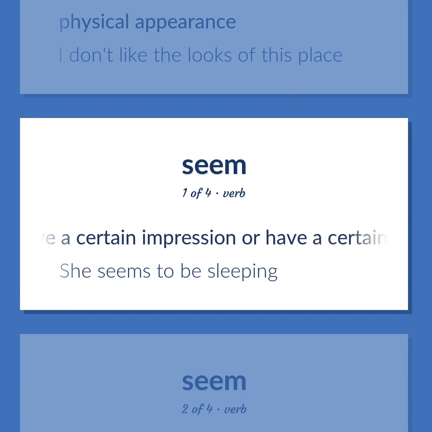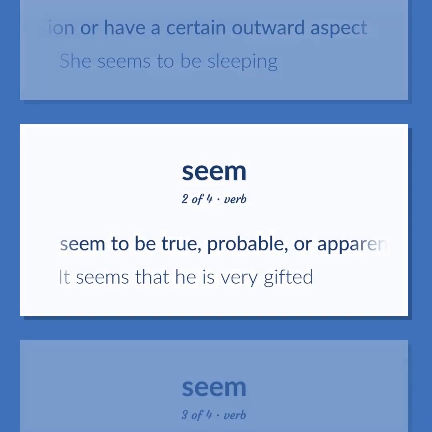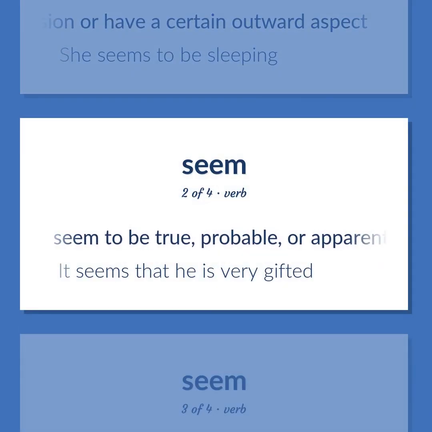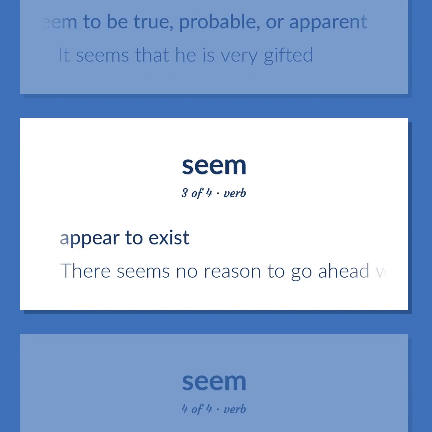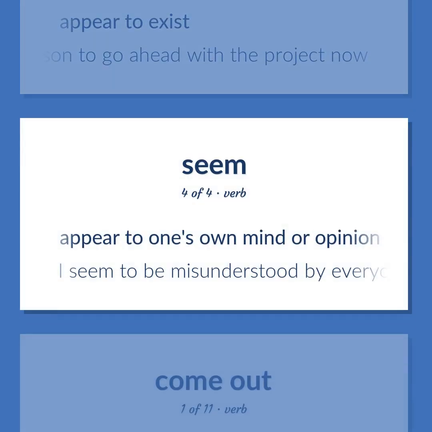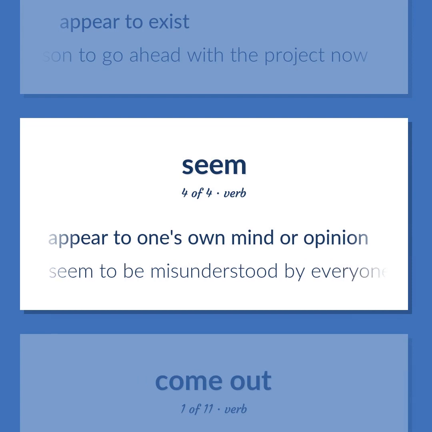Give a certain impression or have a certain outward aspect. She seems to be sleeping. Seem to be true, probable, or apparent. It seems that he is very gifted. Appear to exist. There seems no reason to go ahead with the project now. Appear to one's own mind or opinion. I seem to be misunderstood by everyone.